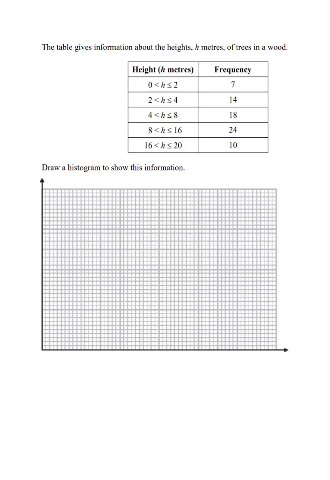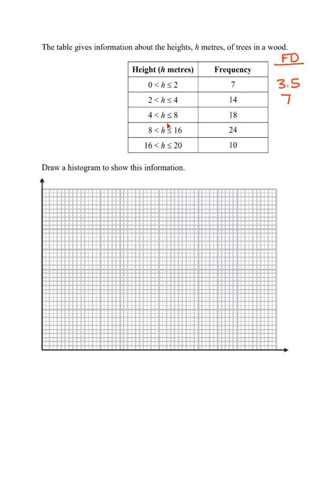Okay, so the first thing we need to do is calculate the frequency density. And in an exam, this would be your first method mark. So you do 7 divided by 2, which is 3.5. You do 14 divided by 2, which is 7.